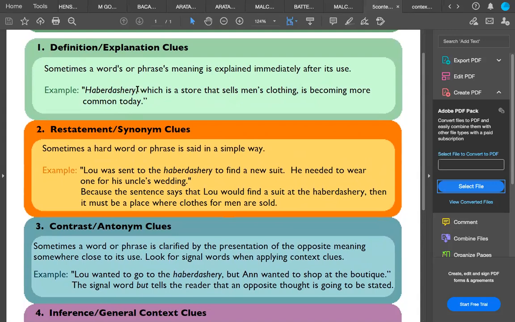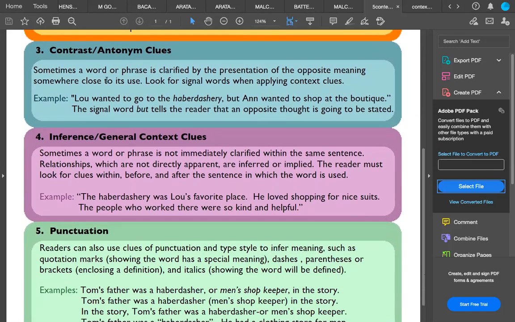So rather than a boutique, which would be for females, a haberdashery is a kind of fashion store for men. Restating or a synonym would be this. So we're using the same, think synonym, same or similar. Lou was sent to the haberdashery to find a new suit. He needed to wear one for his uncle's wedding. Because the sentence says that Lou would find a suit at a haberdashery, you can now think that this is a place where you'd find clothes for men, or clothes for men are sold there.